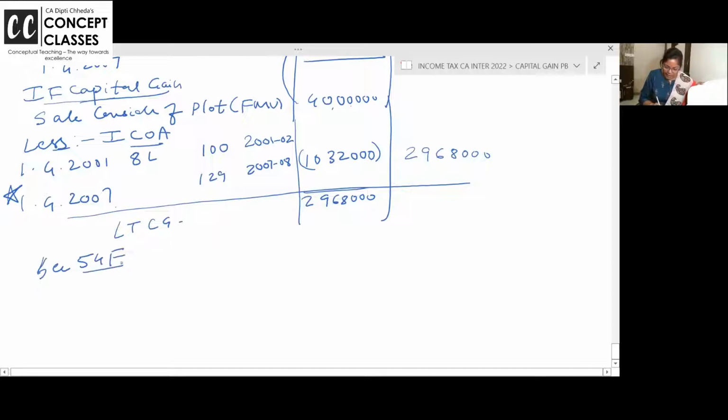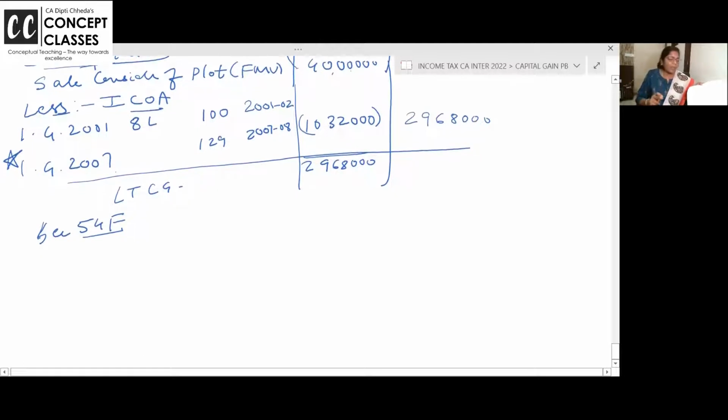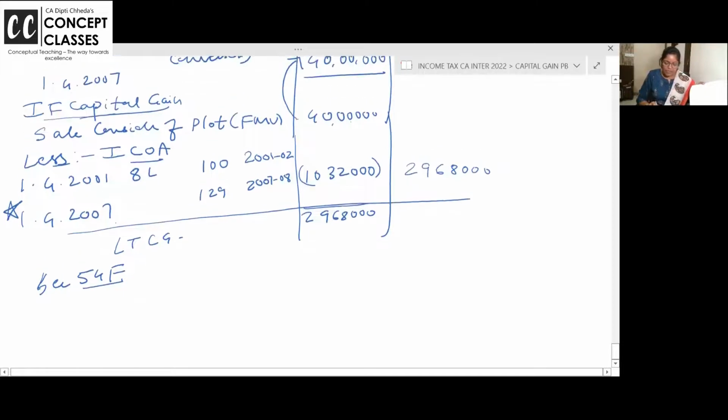Section 54F. What are you selling? Open plot. What are you buying? Residential house. Read the problem. Next line. You have sold the plot. Whether you convert or sell, it's a transfer. Whether you sell the plot outright to your friend or you convert the plot into your business assets, it's the same. Now, when he sold the plot, he purchased a residential house for 50 lakhs and he has constructed 2 rooms in the residential house. Okay.